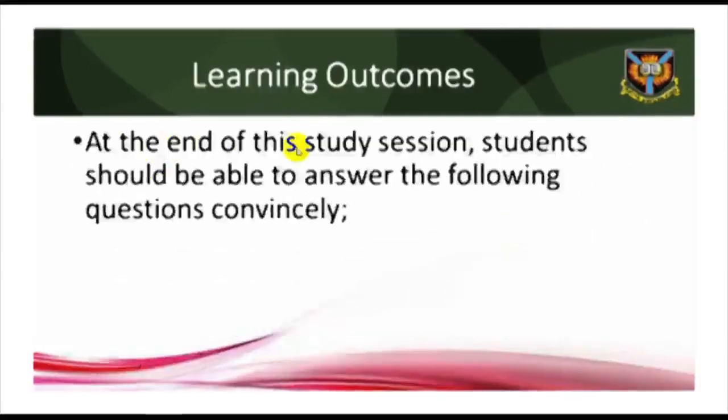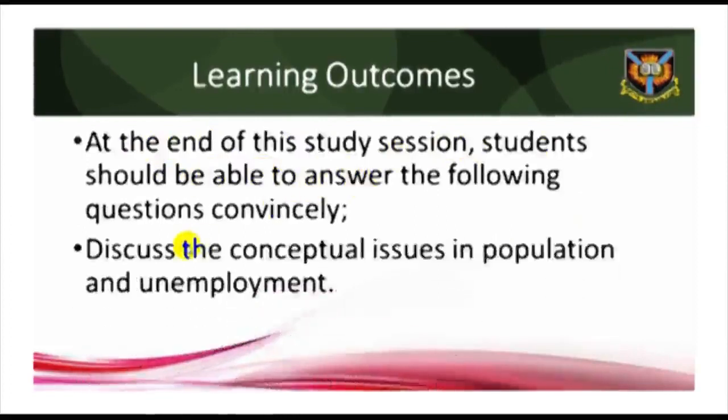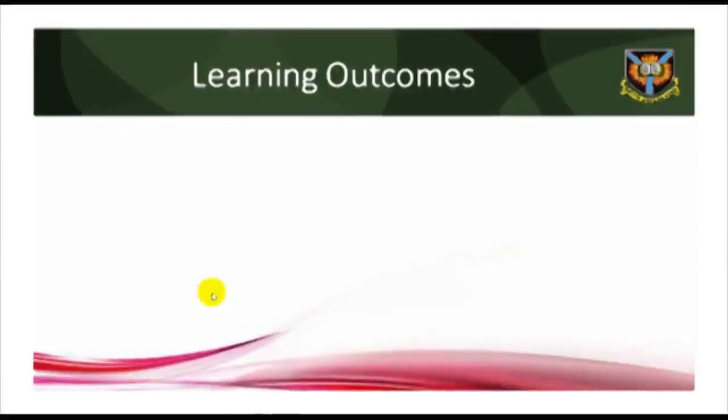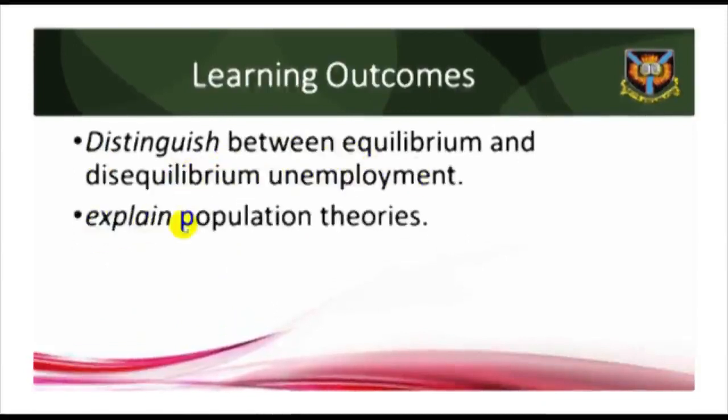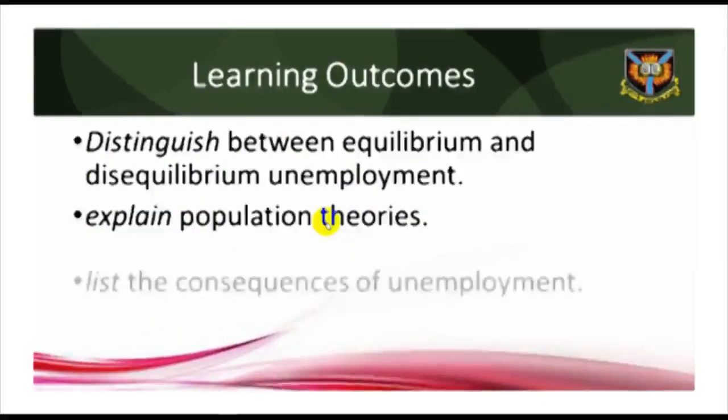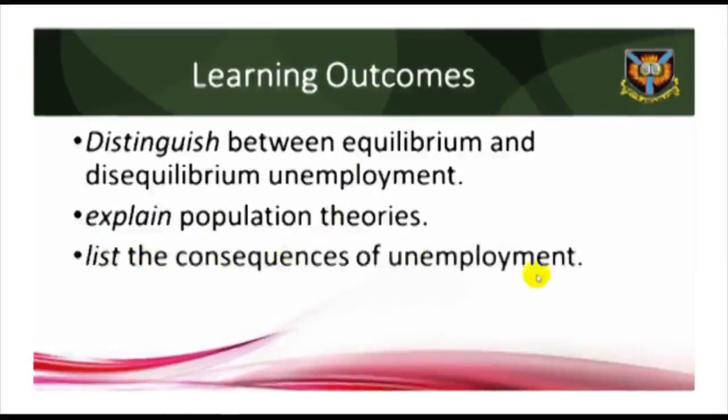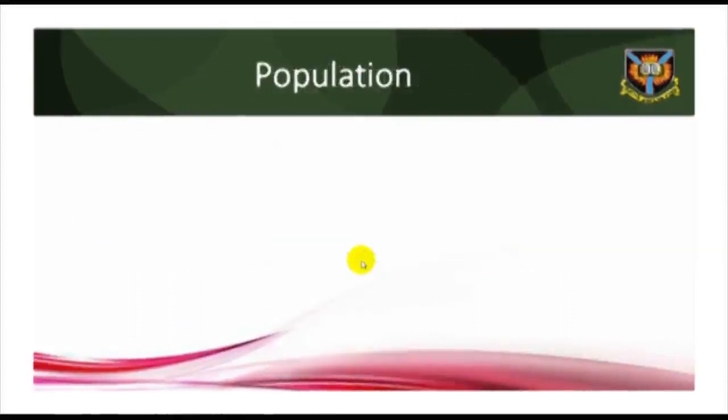Learning outcomes. When you have studied this session, you should be able to: 1. Point out conceptual issues in population and unemployment. 2. Distinguish between equilibrium and disequilibrium unemployment. 3. Explain population theories. 4. List the consequences of unemployment.